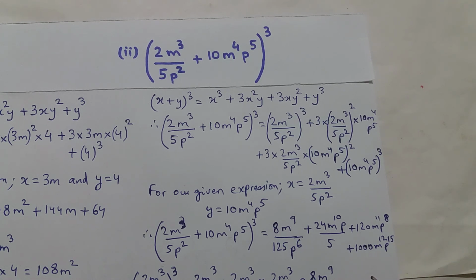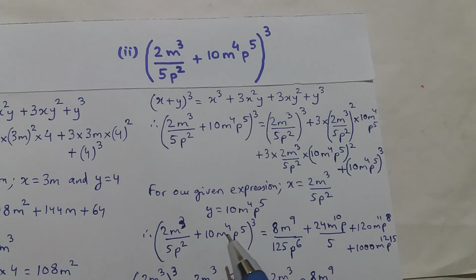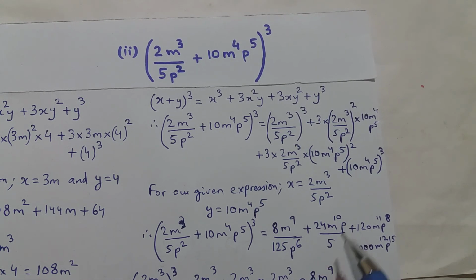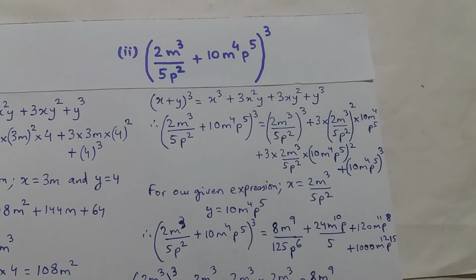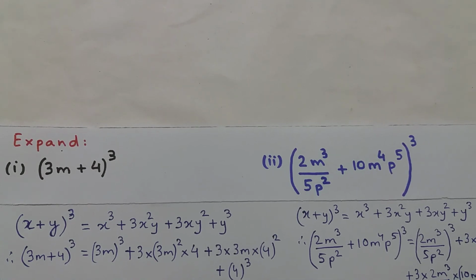And with that we have solved this question. So when we expand (2m cube upon 5p square plus 10 m to the power 4 p to the power 5) whole cube, we get 8 m to the power 9 upon 125 p to the power 6 plus 24 m to the power 10 p upon 5 plus 120 m to the power 11 p to the power 8 plus 1000 m to the power 12 p to the power 15. So this is the answer for question number 2. And with that we have solved both the questions in this question set.